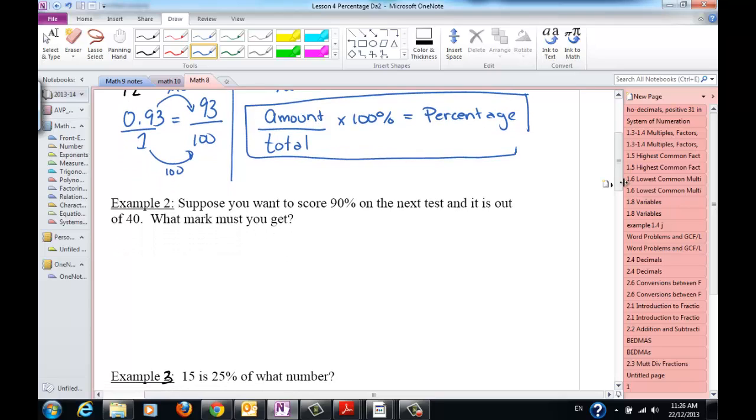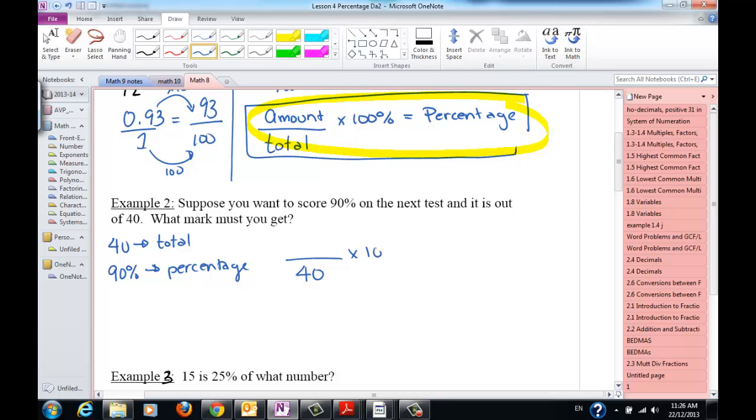Question number 2 says, suppose you want to get a score of 90% on the next test, and it's out of 40. What mark must you get? I've got 40, and I have 90%. Notice that 40 is the total for the test, and 90 is my percentage. If I use my formula up here, my total is 40, and I multiply by 100% to get the percentage, which is 90. I don't know what my mark is, we can call it y. So what I really have is y over 40 multiplied by 100 is equal to 90.